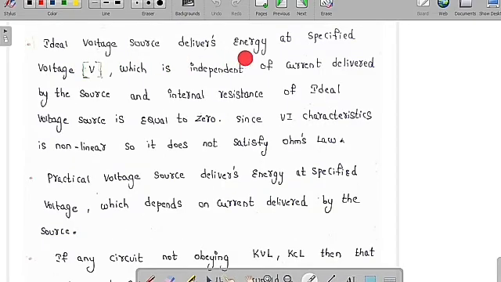An ideal voltage source delivers energy at a specified voltage, which is independent of the current delivered by the source, and the internal resistance of the ideal voltage source is equal to 0. Since the VI characteristic is nonlinear, it does not satisfy Ohm's law. I have already told you, for an ideal voltage source, the voltage value is always constant no matter what current flows through it. It doesn't even follow Ohm's law because there is no straight line passing through the origin. It is a horizontal line, so it does not satisfy Ohm's law.